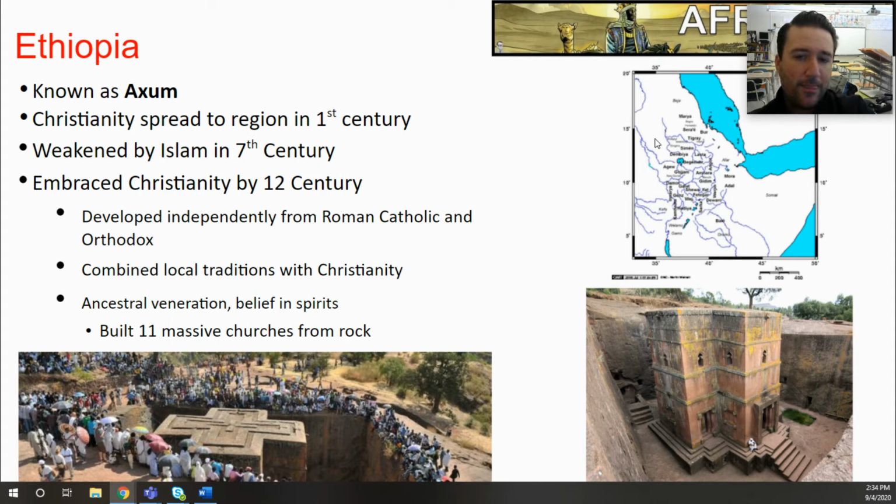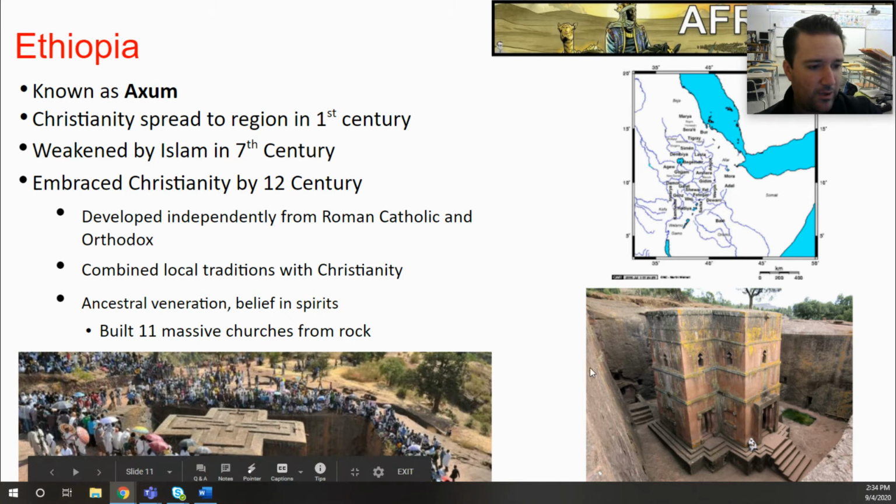And so, just like other places we talked about the blending of cultures, this is another way in which it happens here in Axum. They combine the animal ancestral veneration and the belief of spirits with Christianity, and they built 11 massive churches from rocks and such. And here's an example of one. Here's one of their churches.